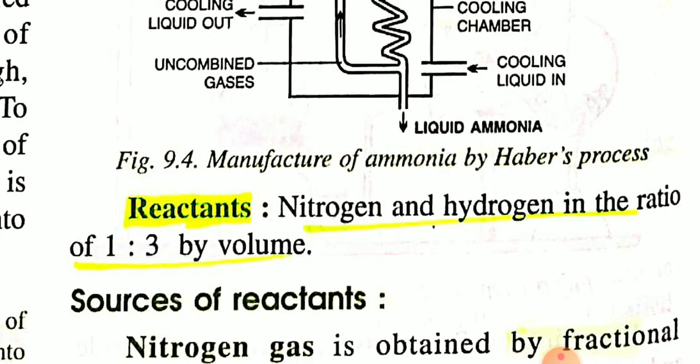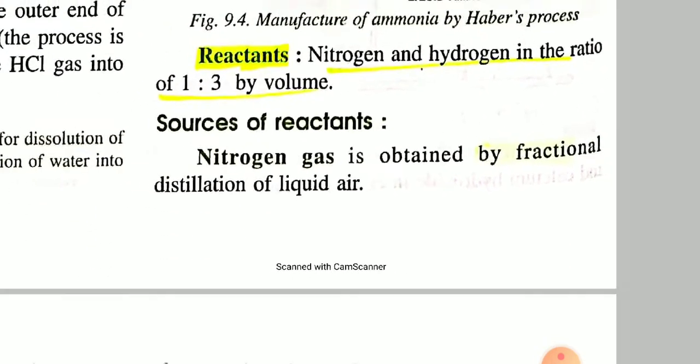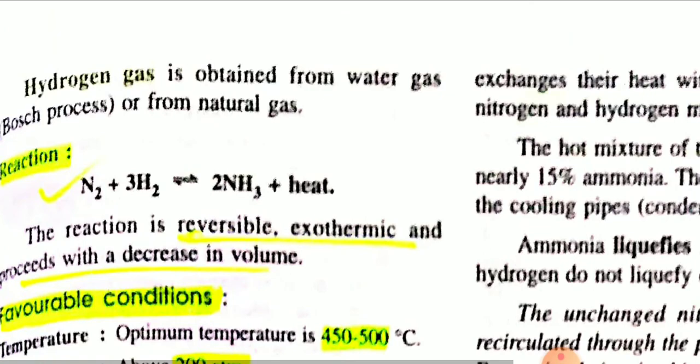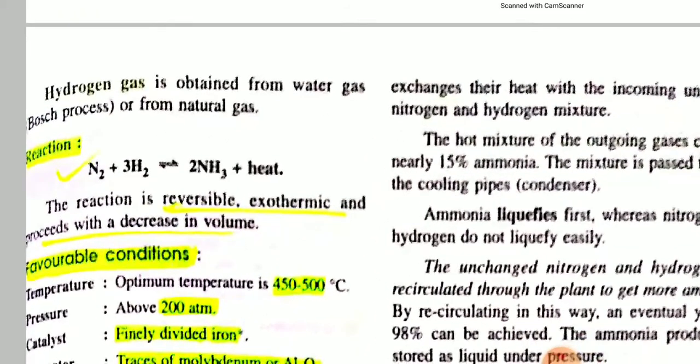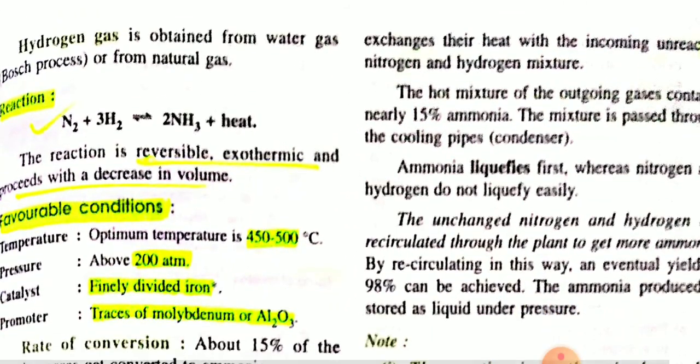These two are reactants. So the reaction is N2 plus 3H2 reversible arrow 2NH3 plus heat. This is an exothermic reaction and a reversible reaction. This is the industrial preparation of ammonia gas from hydrogen and nitrogen. You have to take nitrogen and hydrogen gas in 1:3 ratio by volume.